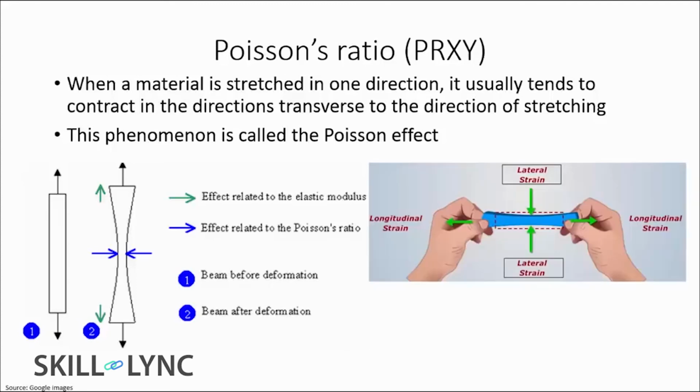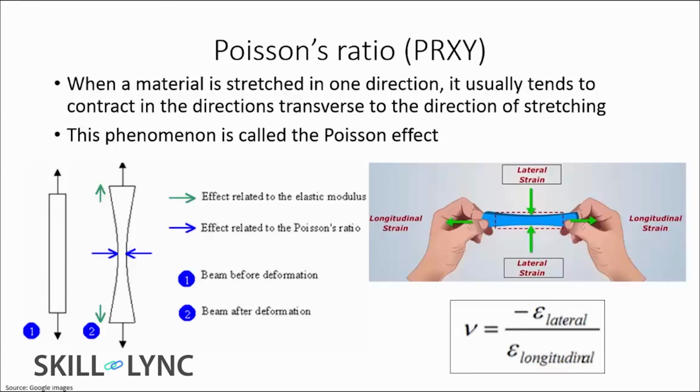When a rubber strip is pulled in the longitudinal direction, the strip elongates in the longitudinal direction and contracts in the lateral direction. The strain developed in the longitudinal direction is called the longitudinal strain, and the strain developed in the lateral direction is called the lateral strain. Now when we take the negative ratio between the lateral strain and the longitudinal strain, we get the Poisson's ratio. It describes the relative change in the lateral dimension of an object when the load is applied in the longitudinal direction and vice versa.